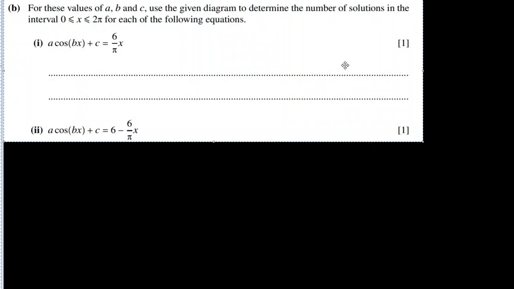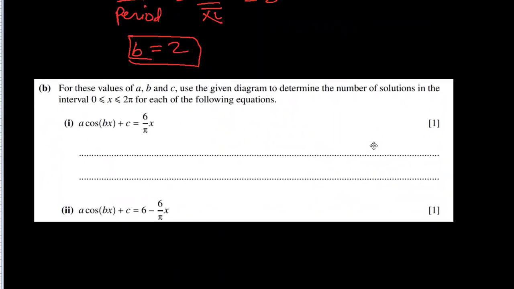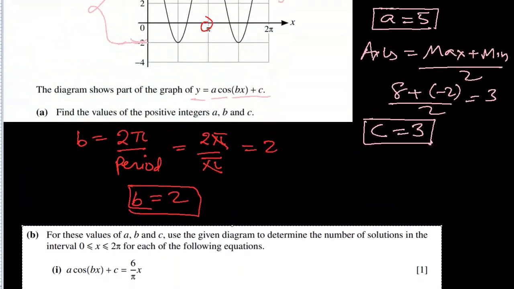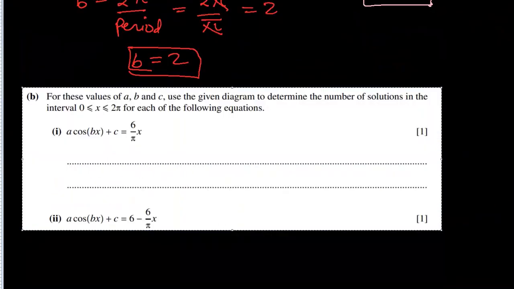This is the next part. For these values of A, B and C, use the given diagram to determine the number of solutions in the interval from 0 to 2 pi. Do we have the graph up to 2 pi? Yes, we have up to 2 pi.